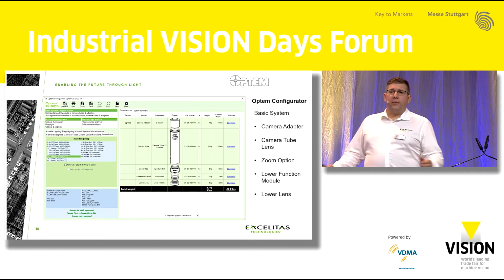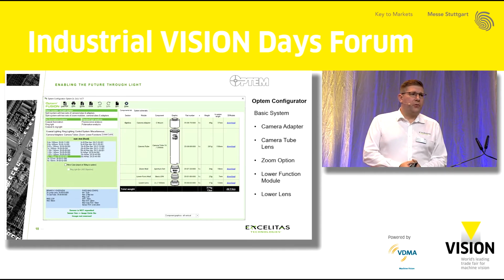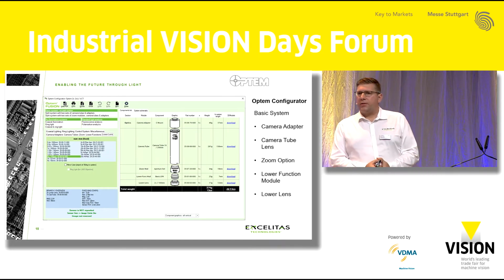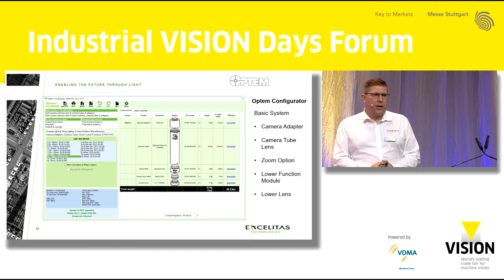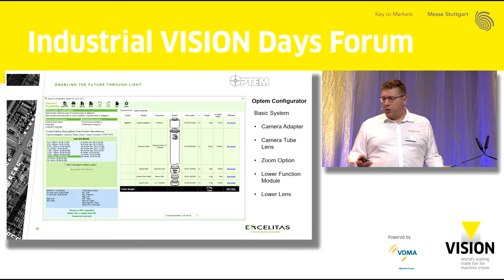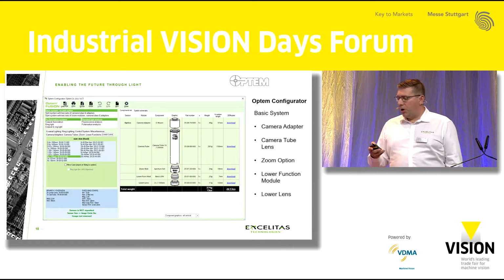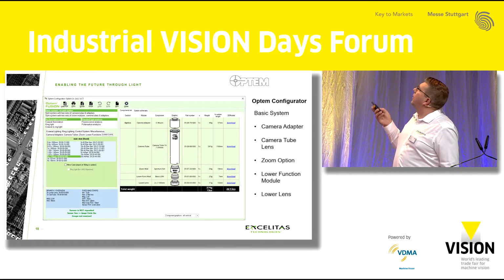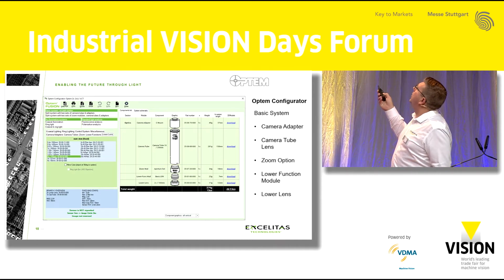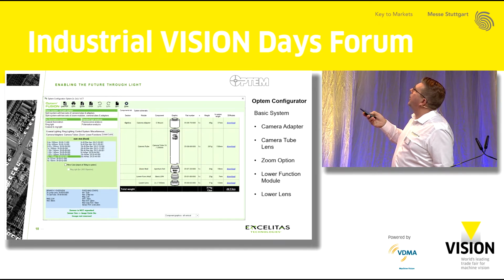But back to Machvis, our software, where we integrated the configurators. You see, such a microscope system is a bit more complex than a standard machine vision lens to adapt to a camera. Therefore, we started with the Optum configurator. A basic system also has a camera adapter and tube lens. Here's the zoom option. At the moment the aperture is set, but you can integrate the zoom systems if you need.